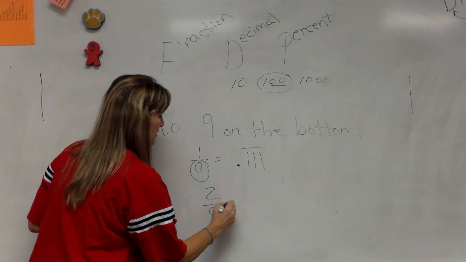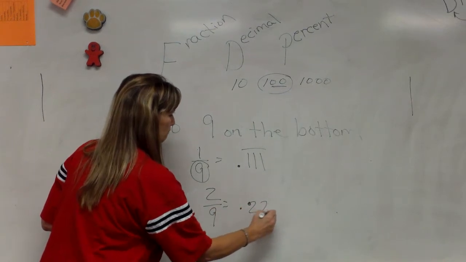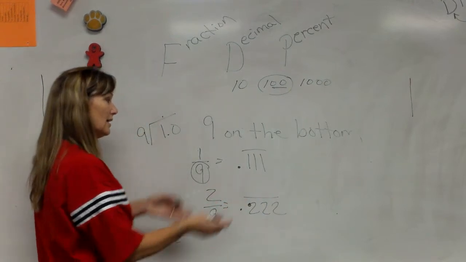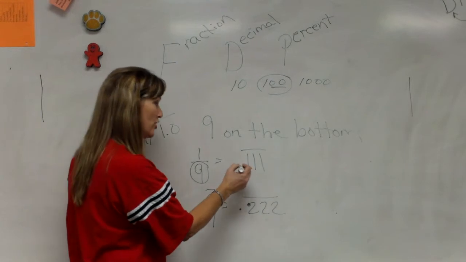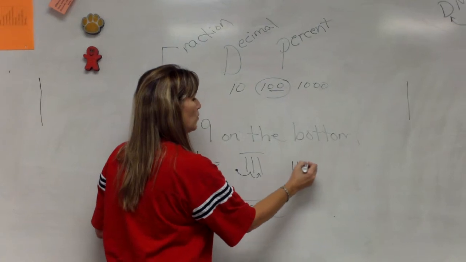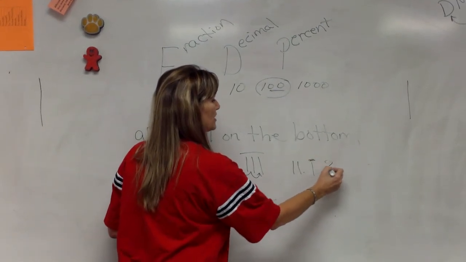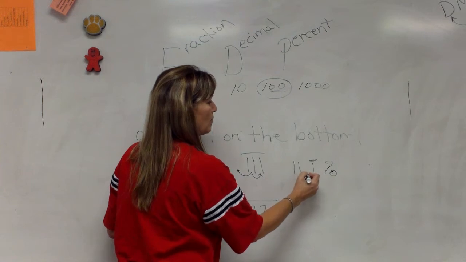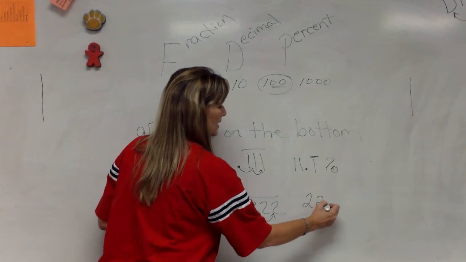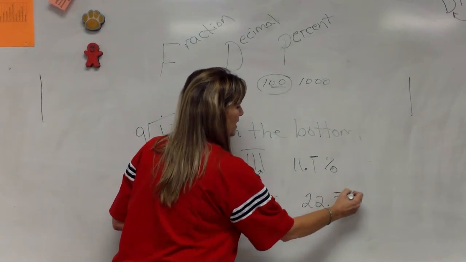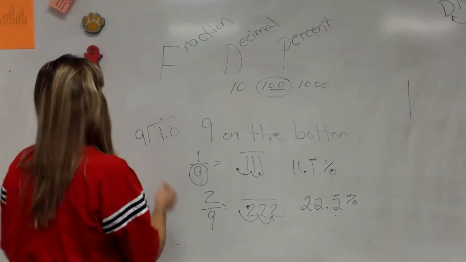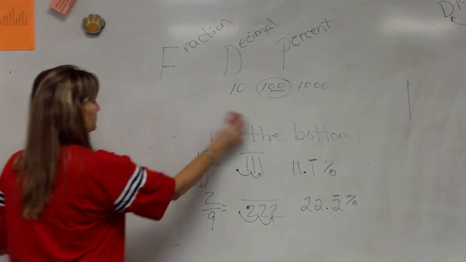So if I have 2/9, top number repeats. Make sure you put your repeater over it. Now when I go back, if I want to change that to a percent, I'm going to move it 2 places to the right. 11.1 repeating percent. The repeater goes over the number behind the decimal. Again, make sure you show the repeater is over the number that's behind the decimal. So that's the little trick for a 9 at the bottom.